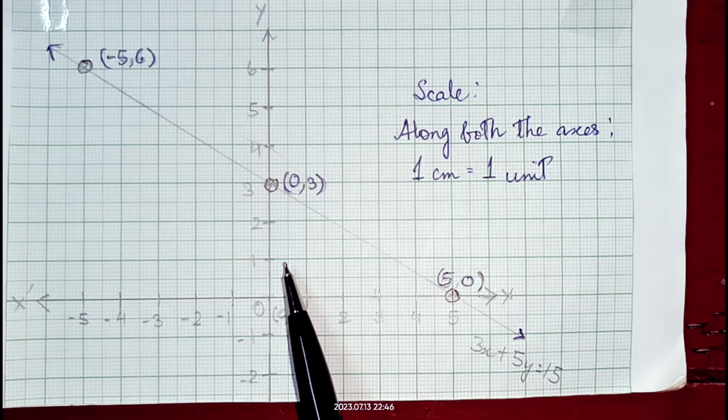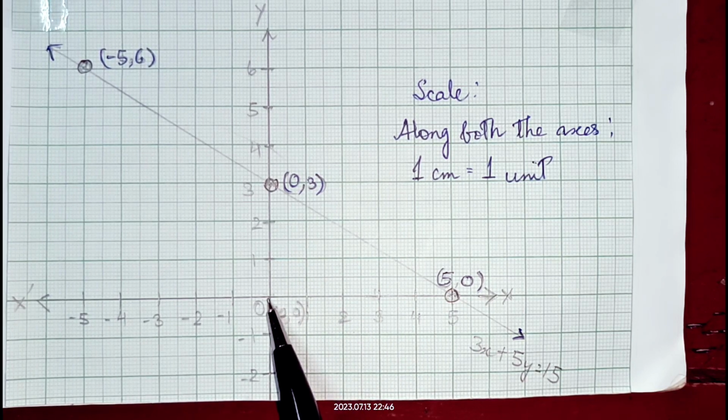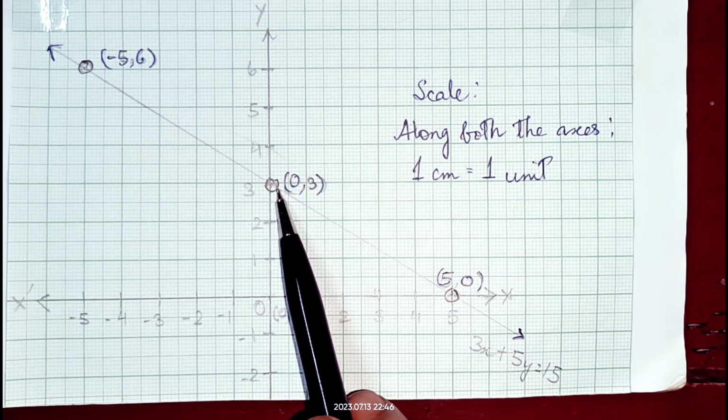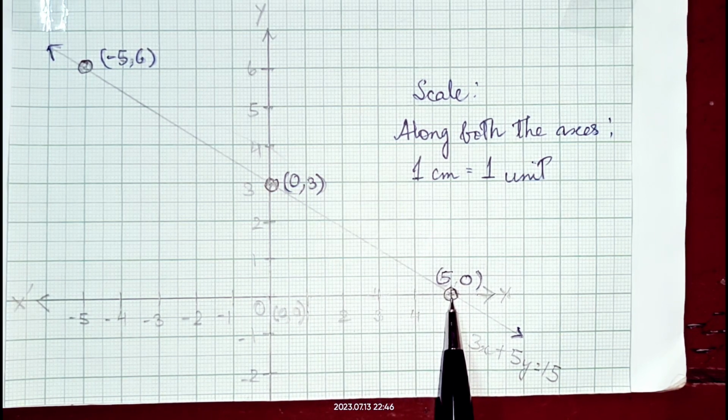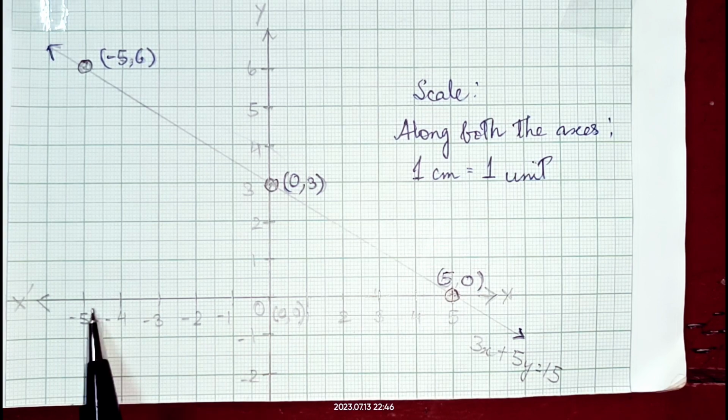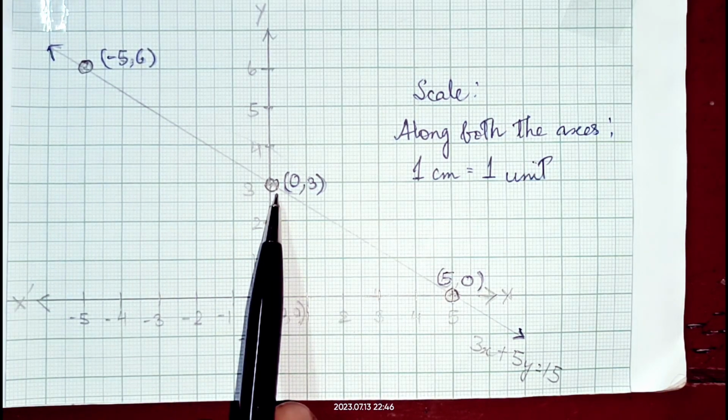Now if we plot (0, 3), the first point we got, this is the point. The second point we got is (5, 0). 1, 2, 3, 4, 5. So (5, 0) will be this point. And the third point we got is (-5, 6). So these are the points.